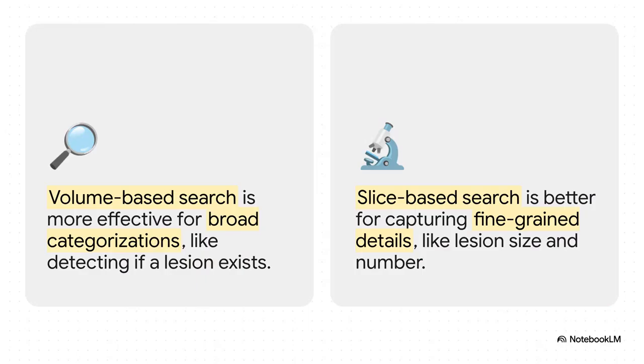Let's break that down. The volume-based method, the one that creates that single fingerprint, was great for big, broad questions, like, is there a lesion in this organ at all? But the slice-based method was way better when you needed the fine-grained details, like exactly how many lesions are there and what size are they.